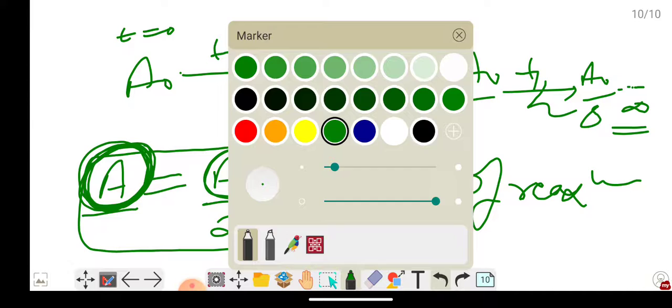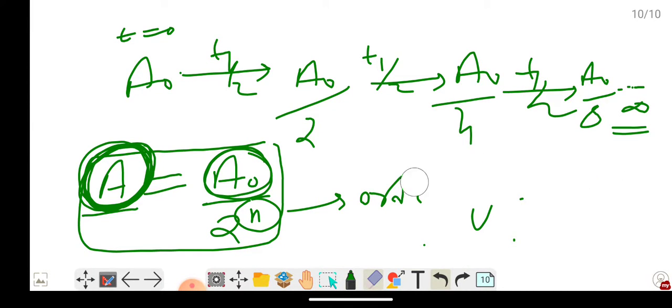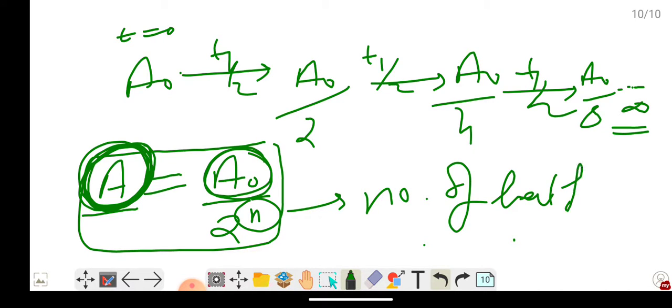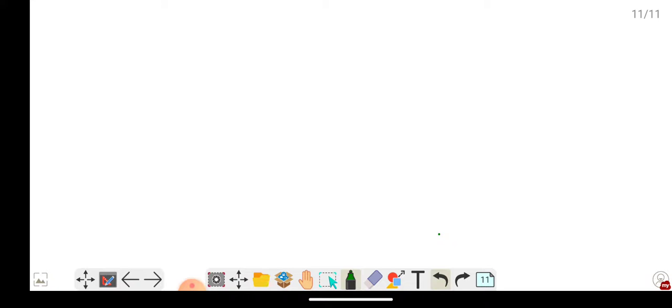No, sorry. N is not the order of reaction here. Here N is the number of half-lives passed. Let's suppose here we have a reaction with A naught equal to 2 mole per liter.